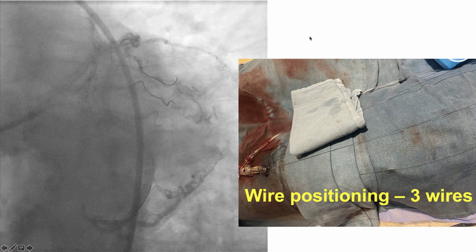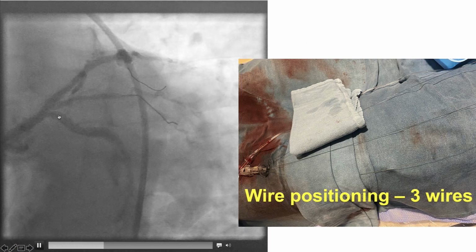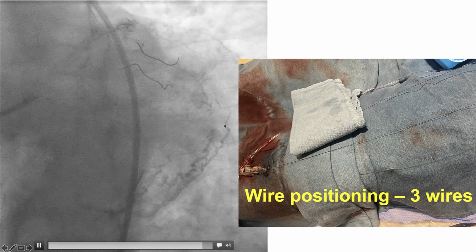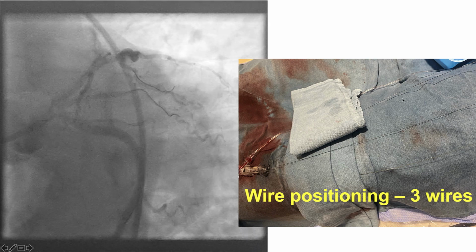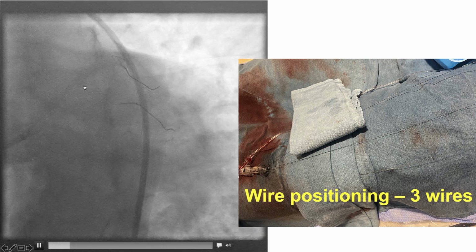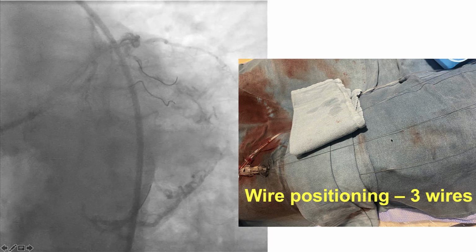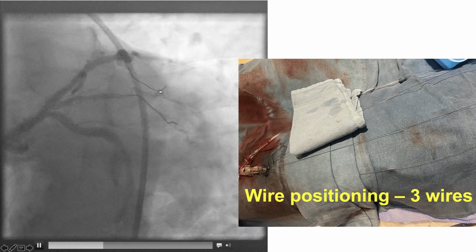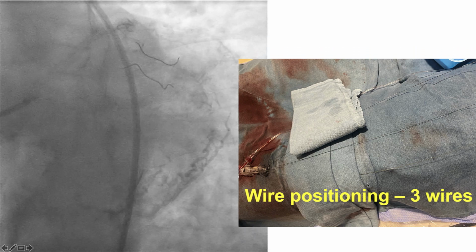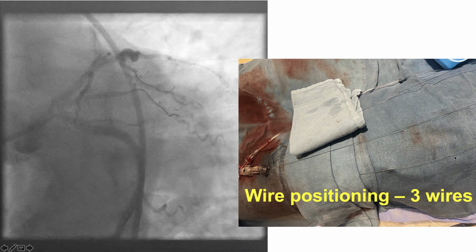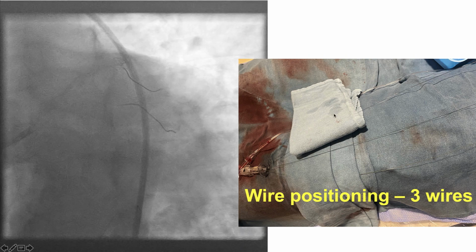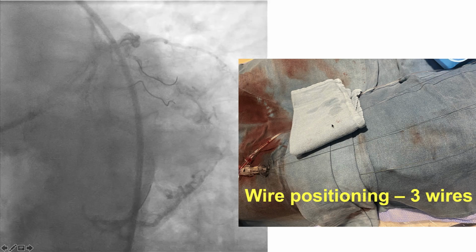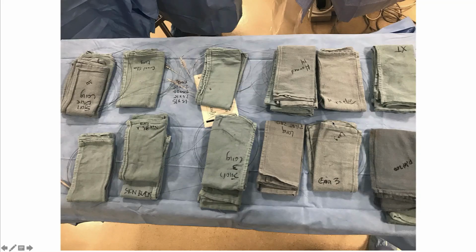The same thing applies to when we have three wires. This is an example of a left main trifurcation. We have three wires, and then we have two towels. The wire on the very top is the wire into the LAD. The wire in the middle is the wire that's in the ramus, and then the wire at the bottom is the wire into the circumflex. So having these two towels allows nice separation of the wires and minimizes confusion.